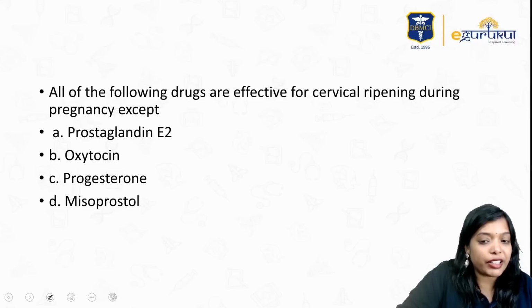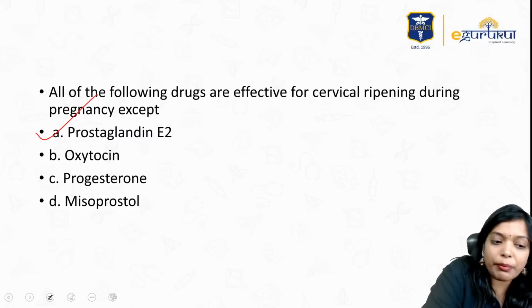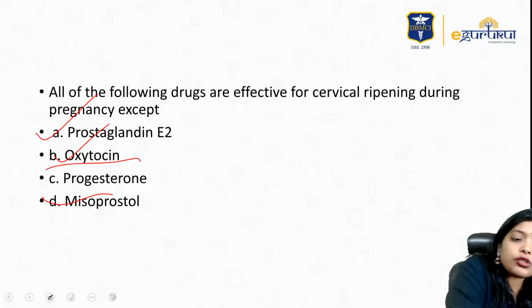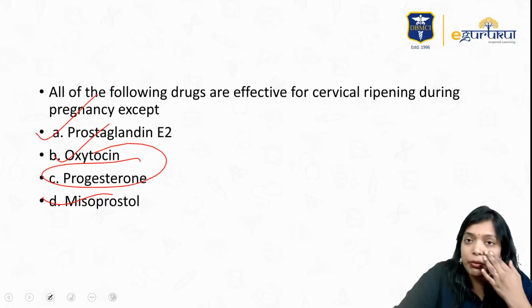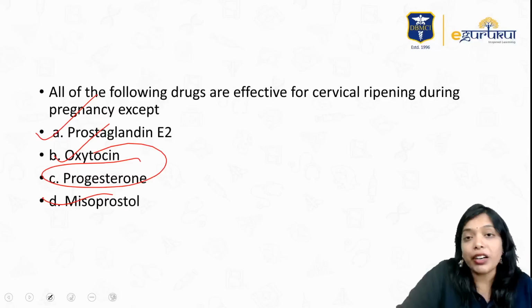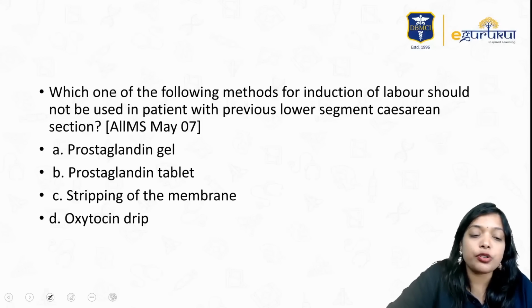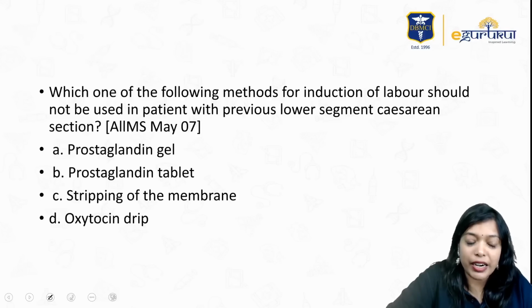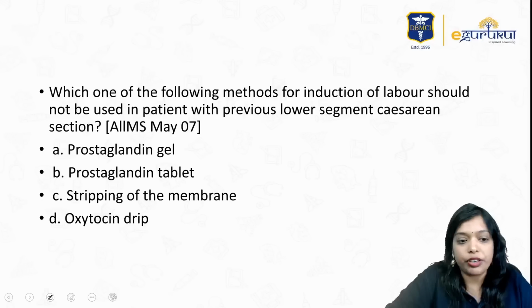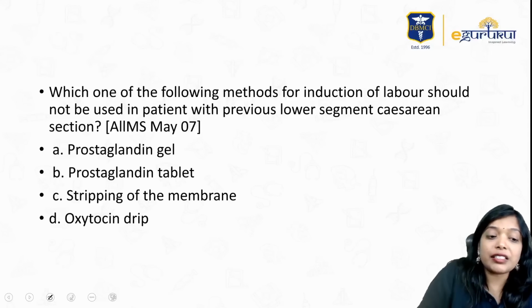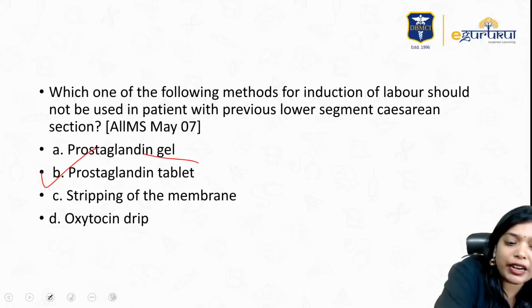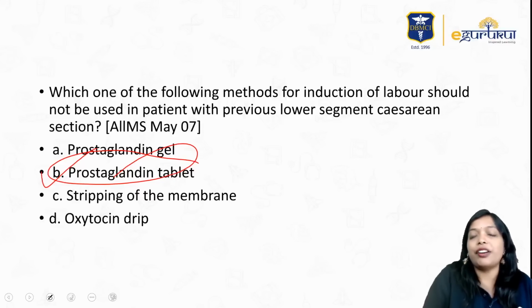All of the following drugs are effective for cervical ripening during pregnancy except. Prostaglandin E2 can be used, that is the best. Oxytocin also can be used. Misoprostol also can be used, but they are not as effective. Progesterone can't be used for cervical ripening. It mainly helps in the relaxation of the uterus and prevents labor from happening. Which one of the following methods for induction of labor should not be used in a patient with previous lower segment cesarean section? Prostaglandin gel, prostaglandin tablet, stripping of the membranes, oxytocin drip. In previous LSCS, never use misoprostol, which is a prostaglandin tablet, because it increases the risk of uterine rupture.